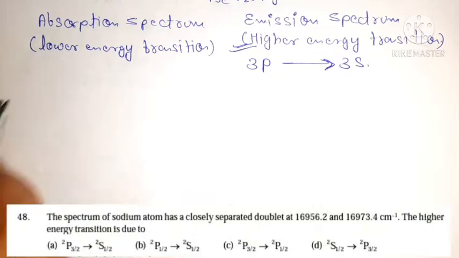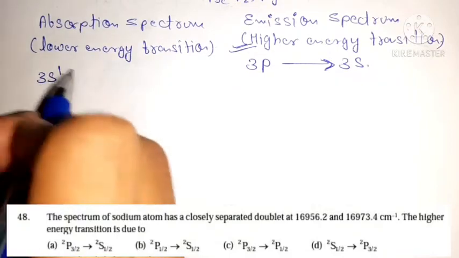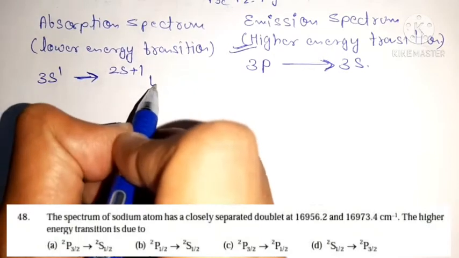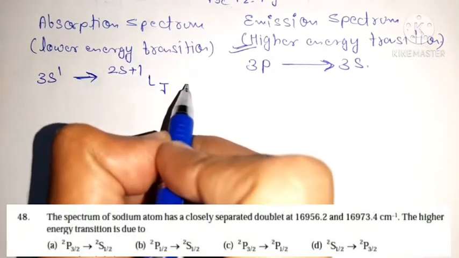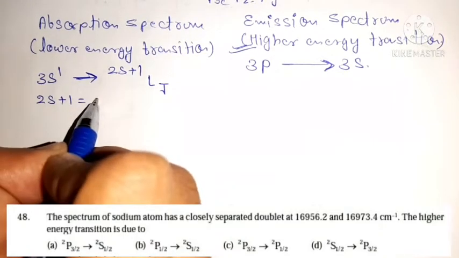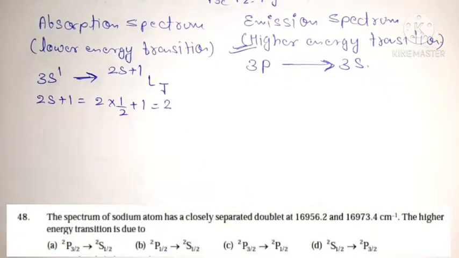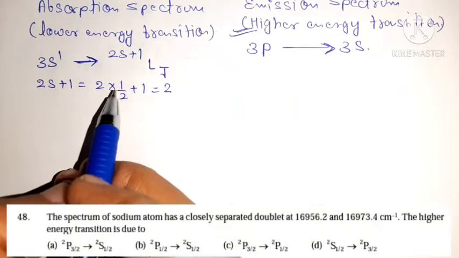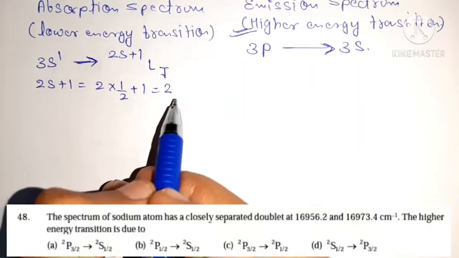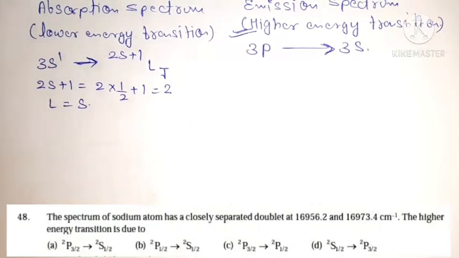Now first of all, we find the term symbols for these atomic orbitals. Term symbol for the 3s1 atomic orbital is simply 2S plus 1 L J. Here only a single electron is present, so the value of 2S plus 1 will be 2 into half plus 1, that is 2. And the small l value for s orbital will be 0, and for 0 it will be S. So the L will be S for 3s orbital.